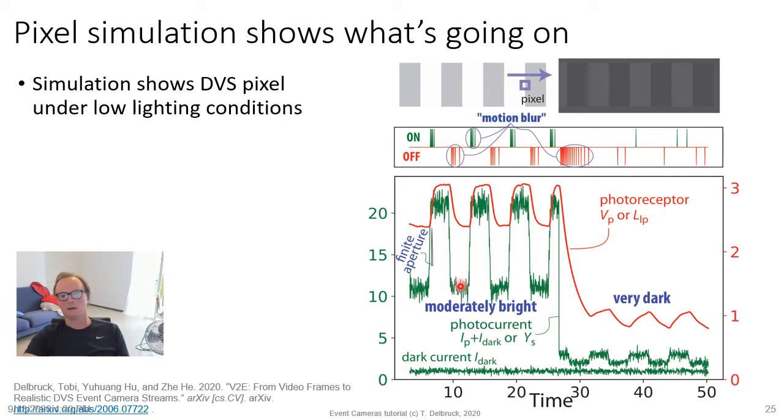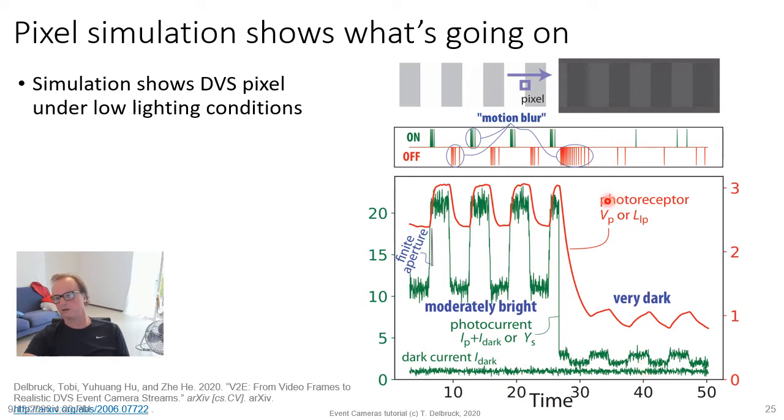Now, this green curve shows, as a function of time, the photoreceptor response. Actually, this shows the photocurrent. You see when it's bright here, the photocurrent varies from 10 to about 20. It goes up and down. And then when it's dark, it varies from about 2 to 4. Of course, this photocurrent is sitting on top of a substantial dark current in the pixel.